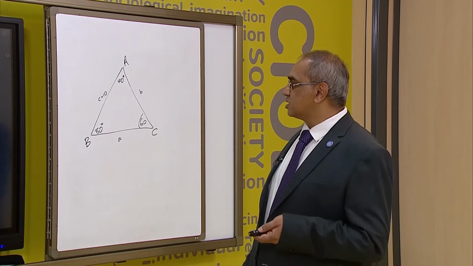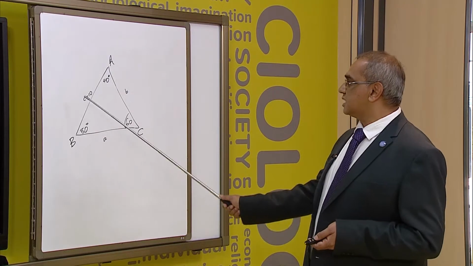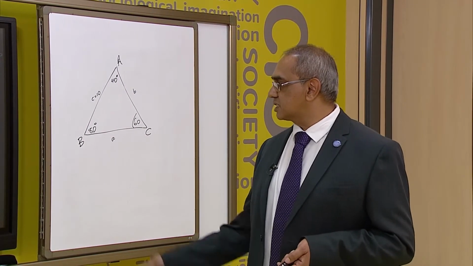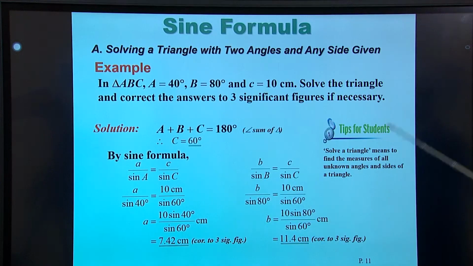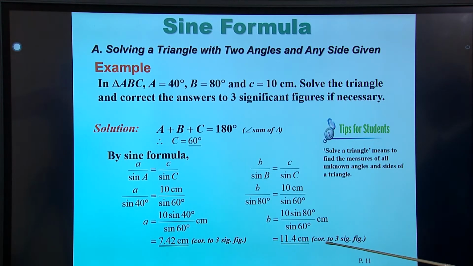All right. In a similar way, I can find out what b is. So b over sine B is c over sine C, and I solve for that. And very straightforward, my answer comes out there as well. What you need to pay attention to here as well, three significant figures. Notice, in this case, three significant figures is 2 decimal places. In this case, it is 1 decimal place. So don't confuse significant figures and decimal places.